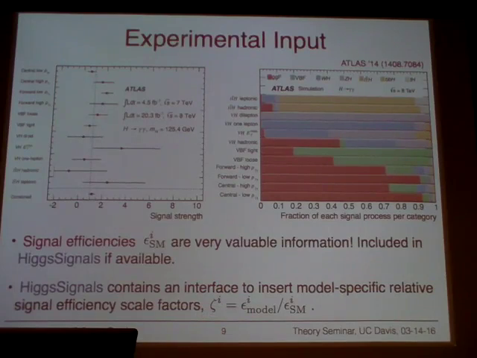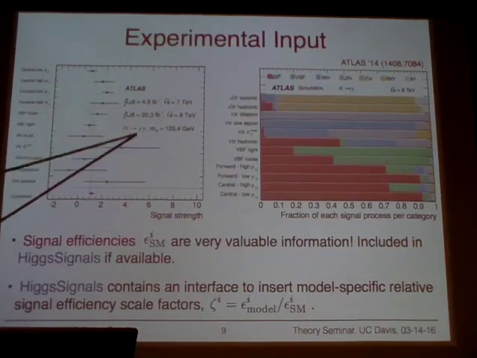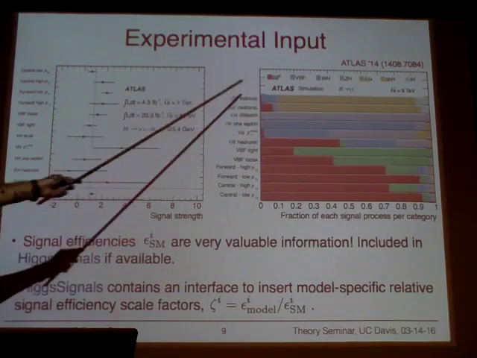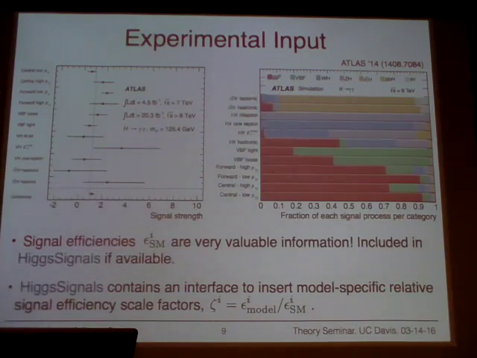For the implementation of the experimental results, we really make use of the signal efficiencies if they are given in a transparent way. This is a nice example from ATLAS, for the Higgs to gamma-gamma mode, where for all these categories the plot indicates how much your signal is composed of which production mode. This information can be used to infer these epsilons. And as I mentioned already, you can specify model-specific efficiencies.